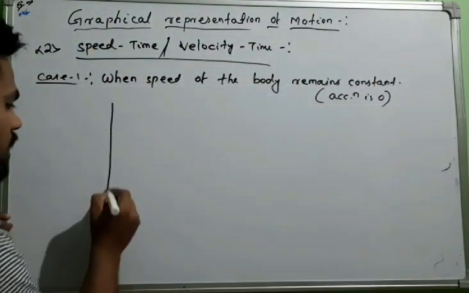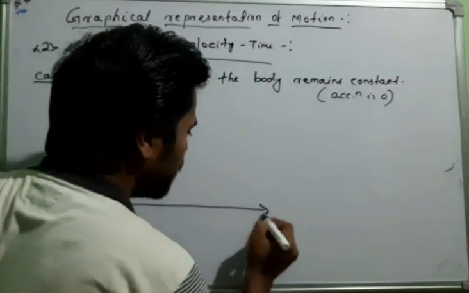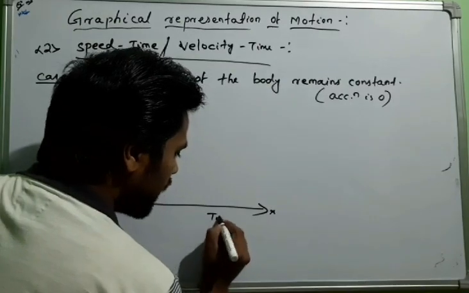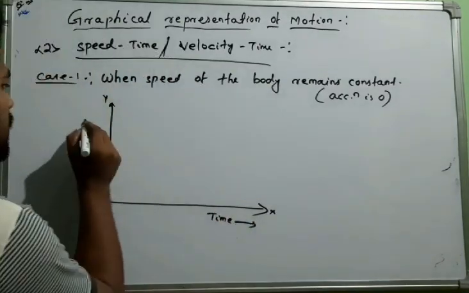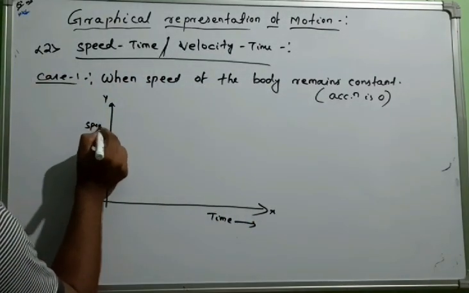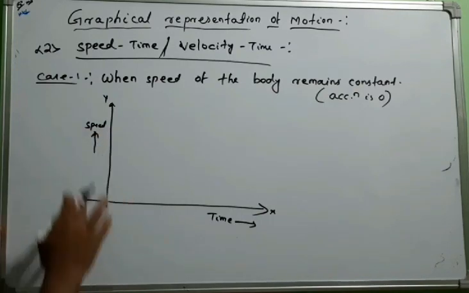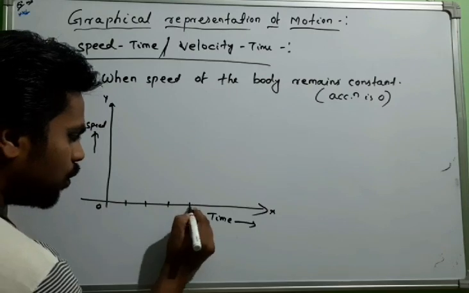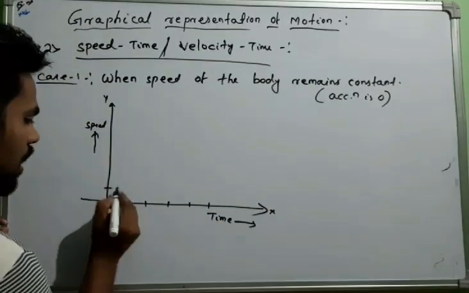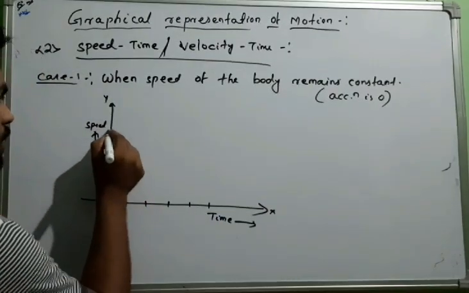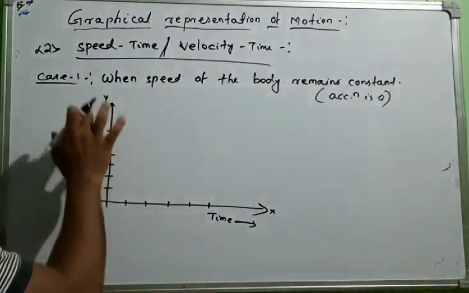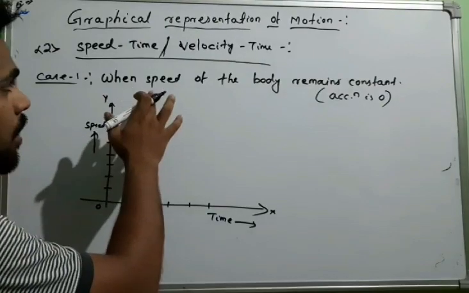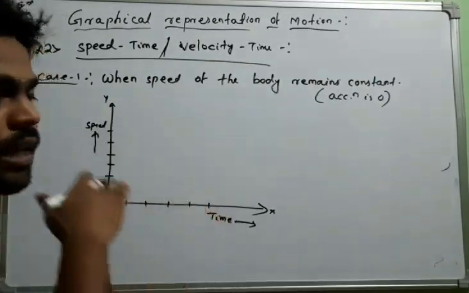So now I'll represent a graphical representation. That is the x-axis, that is the y-axis. I'll take the x-axis as time, and this is speed or velocity. The same graph will come, with speed on the y-axis. This is origin 0, then 1 2 3 4 5 like this. Clear? This is in meter per second, and this is in second.